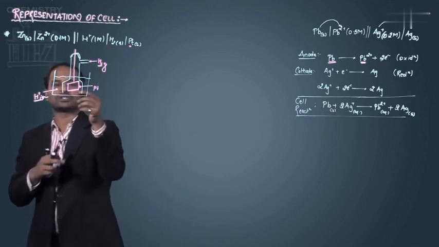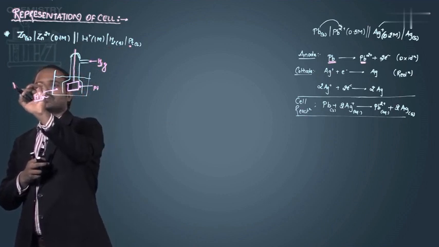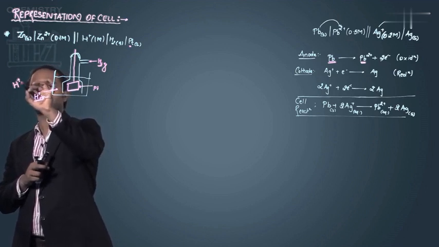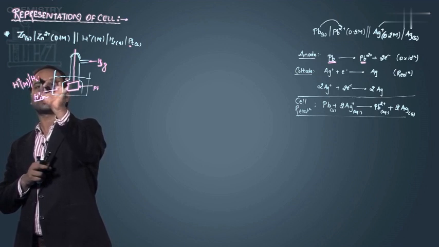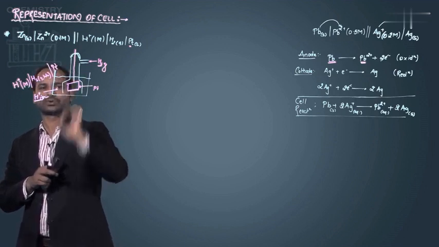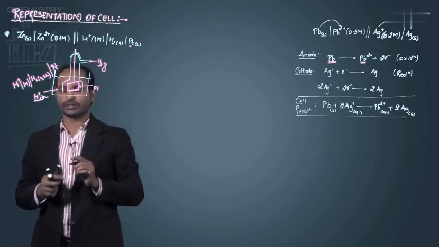Suppose someone is asking how to write this. For the half cell, first write the ion. Its concentration is suppose 1 molar. Then you have to write the gas whose pressure is 1 atmosphere, and then finally your electrode. And the same thing is written here.